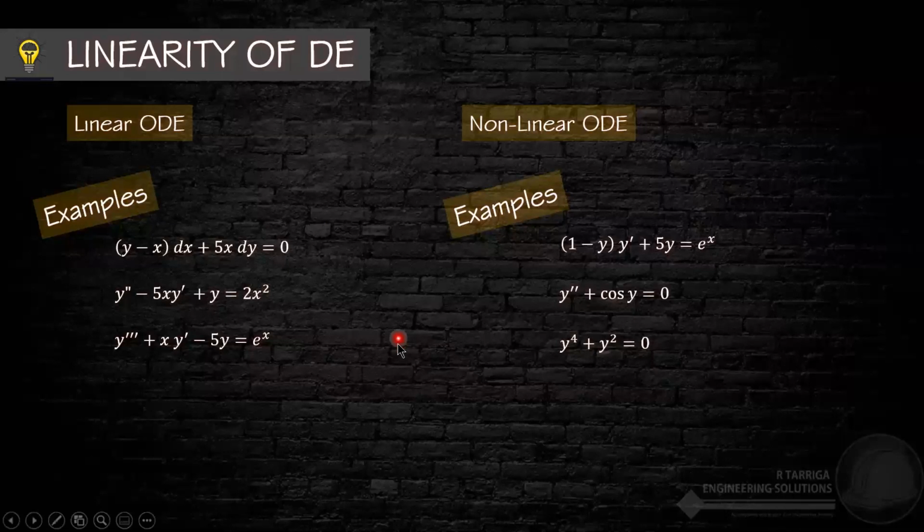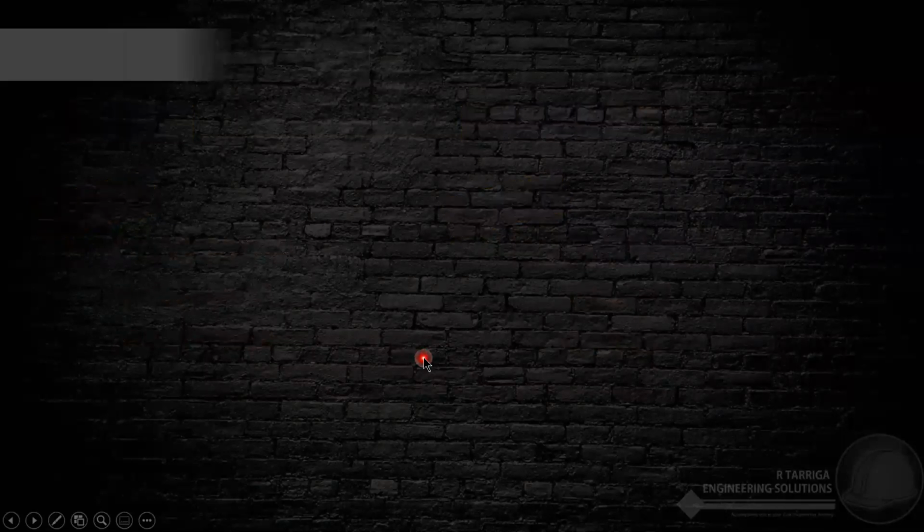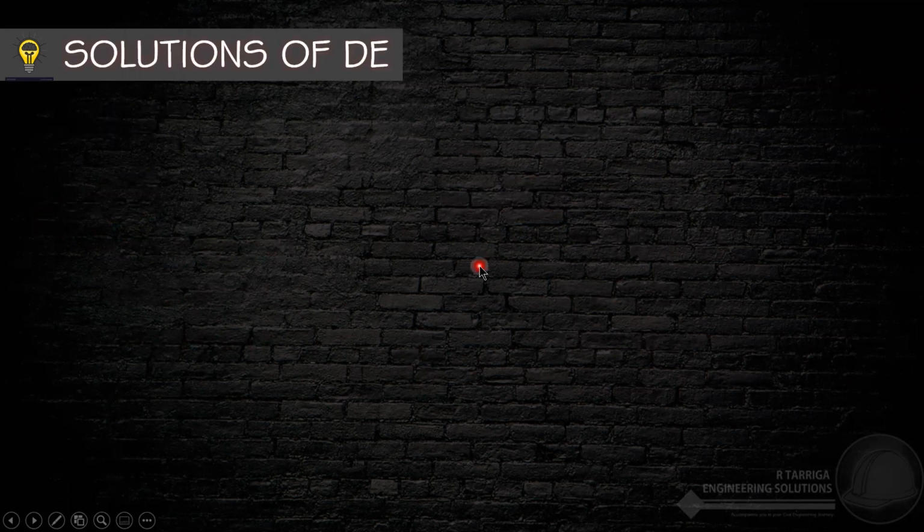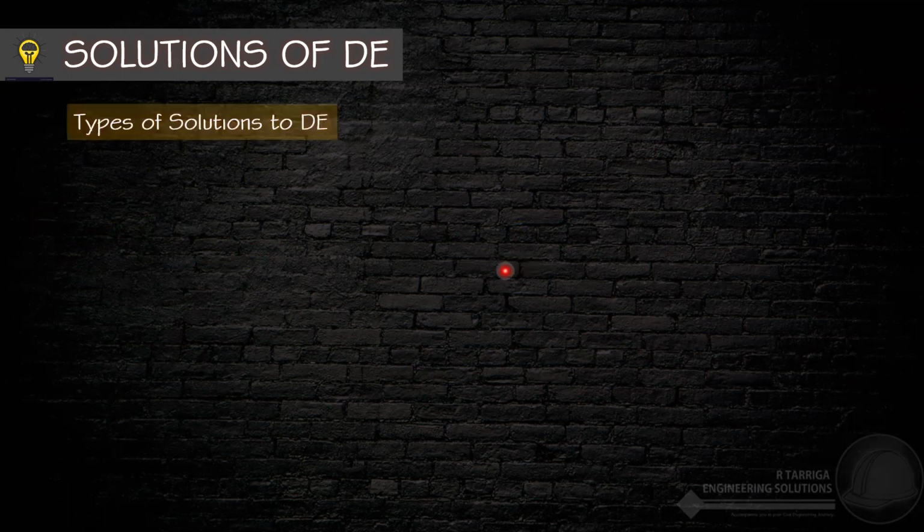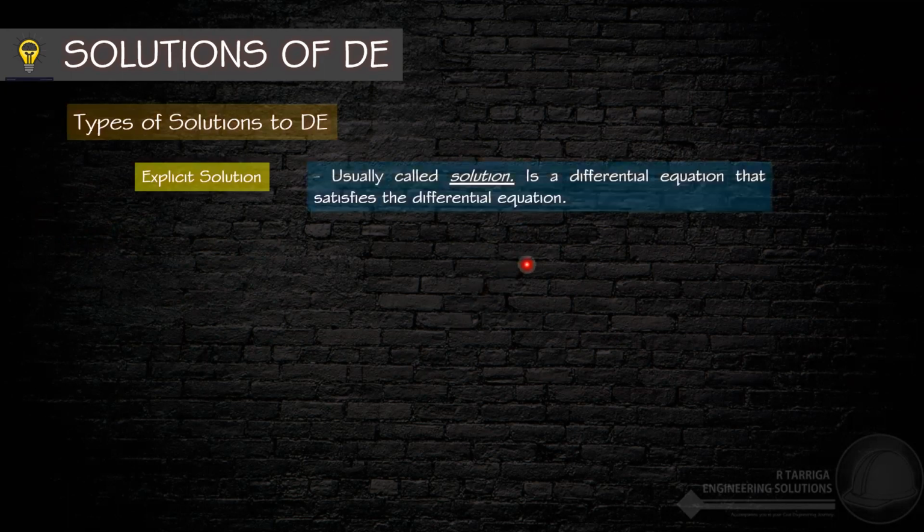Okay. Let's proceed. Solutions of differential equation. So there's a lot of solutions of differential equation, but we will be focusing most of it sa general solution and particular solution. But let's just define most of this. Okay, most of the solution. Number 1 is called the explicit solution, usually called simply a solution. It is a function that satisfies the differential equation. So later on, we'll be having an example for that.